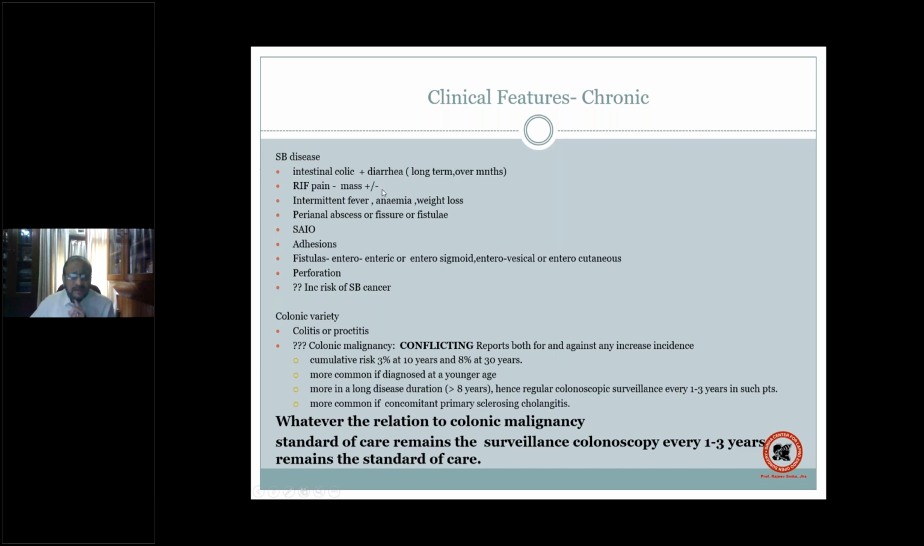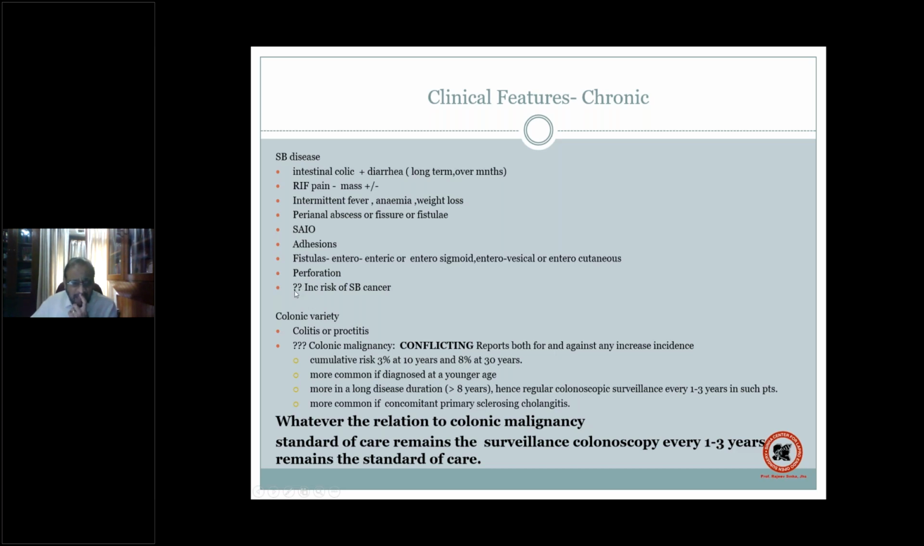Right iliac fossa pain, the appendicitis pain, the intermittent fever, anemia, weight loss, all understandable because part of the ileum is being involved, part of the jejunum is involved. Perineal abscesses or fissure or fistula is another presentation. You can have subacute intestinal obstruction, adhesions, fistulas inside the abdomen in the form of fistulation between two parts of the bowel, enteroenteric, enterosigmoid, enterovesical with the bladder, and of course enterocutaneous, where you get a fecal fistula presentation.